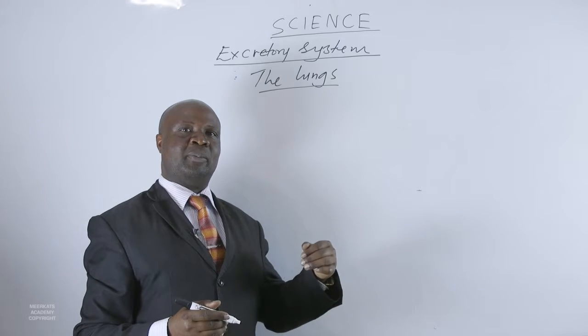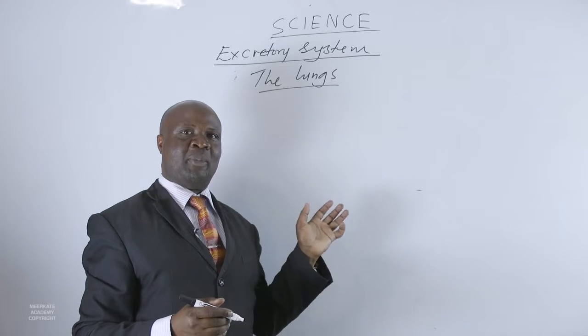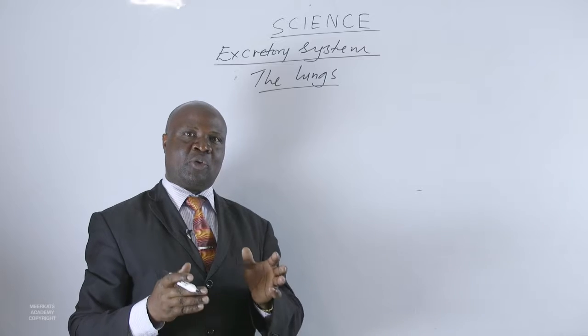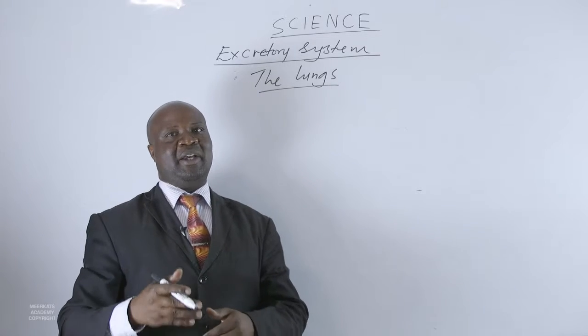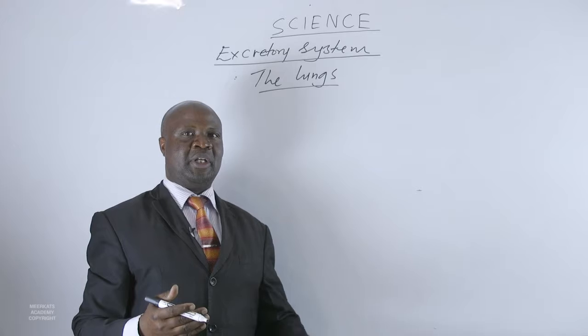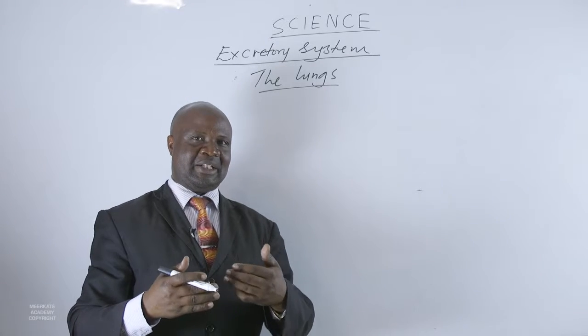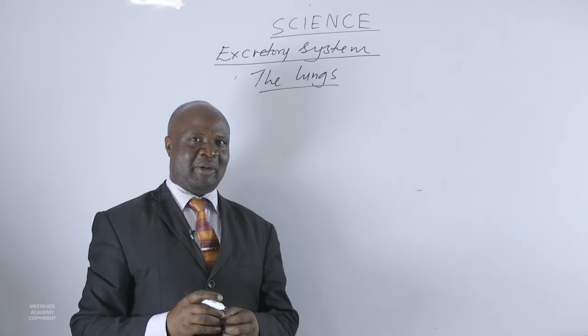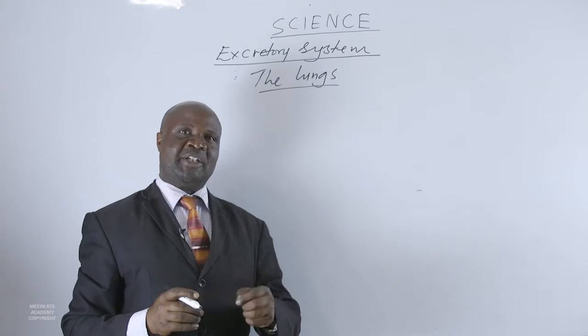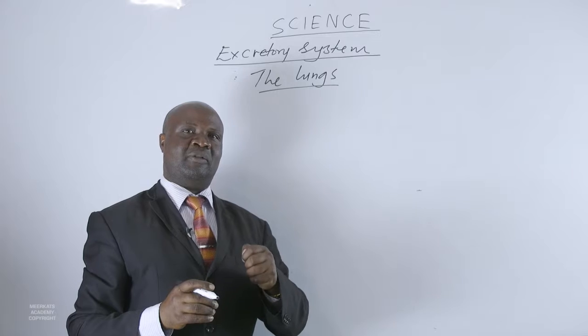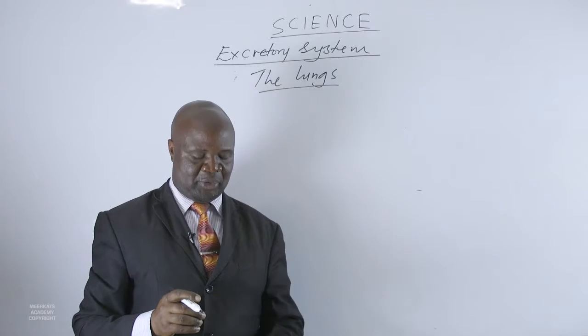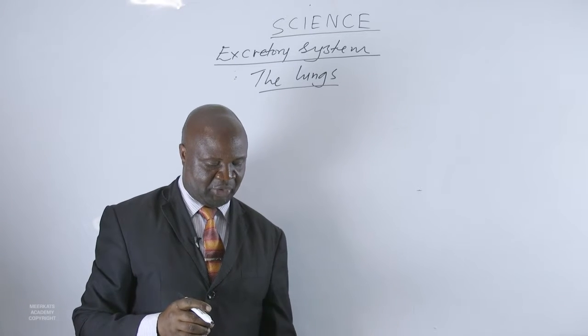But what we want to mention about the lungs is that they bring out a waste product called carbon dioxide, and there's also water vapor, because the air that we breathe out is in a moist form. It has some water in it. So we can say the major byproduct of the lungs is carbon dioxide.